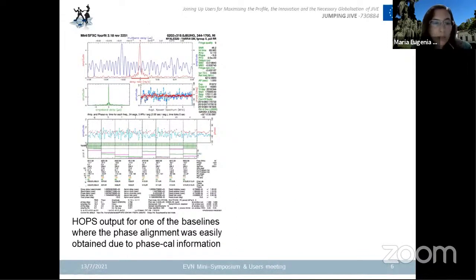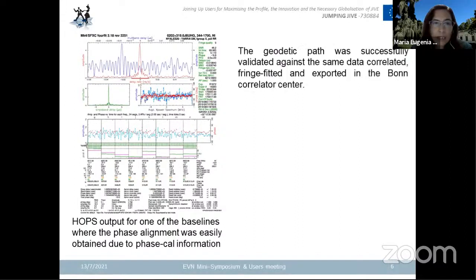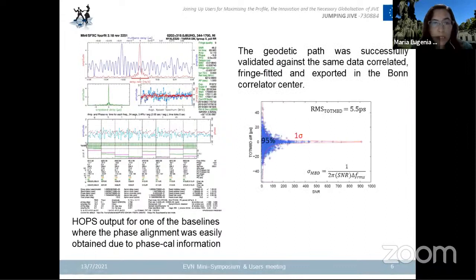It is a HOPS output for one of the baselines, and you can see that thanks to the phase calibration information, it was possible and easy to align the phase across the channels, as I mentioned. And then, after making a few experiments and after comparing everything, we can say that the path was successfully validated.